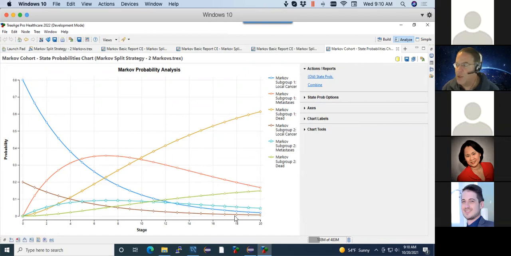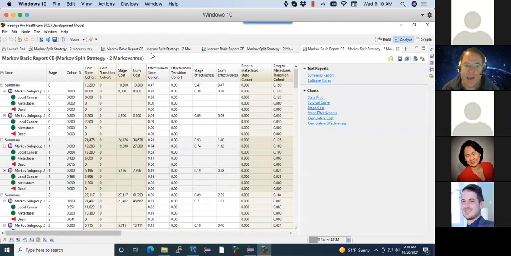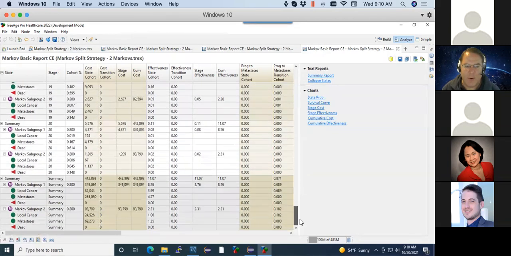The original states were local cancer, metastases, and dead. So this is the local cancer from the first subgroup, and this is the local cancer from the second subgroup. And this is the dead rising from the first subgroup, and this is the dead rising from the second subgroup. So we've now included all the data here, which does come up and give you the whole valuation of the strategy: 442,011.07 qualities, which was 80% of this process and 20% of this process.